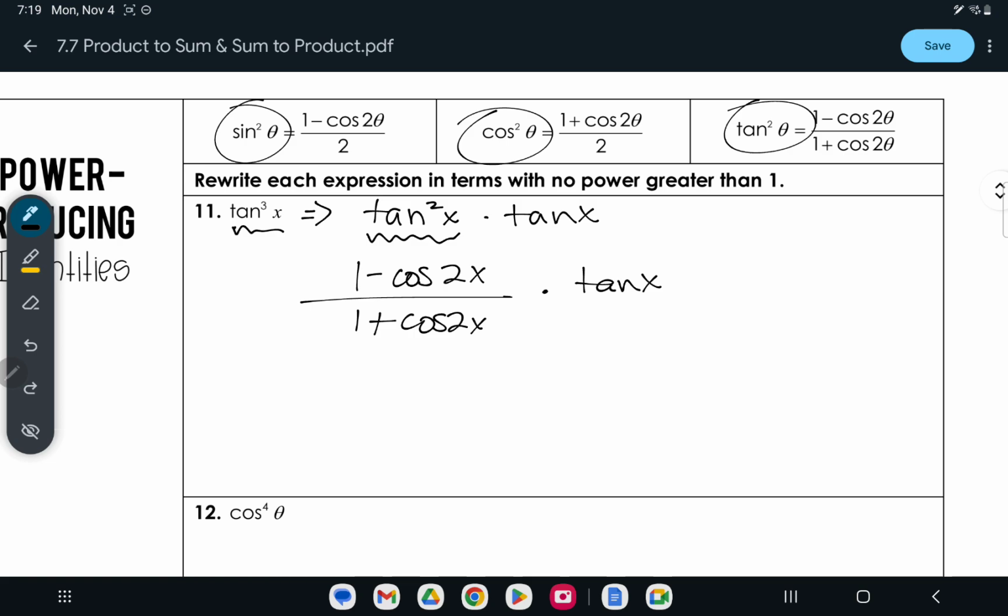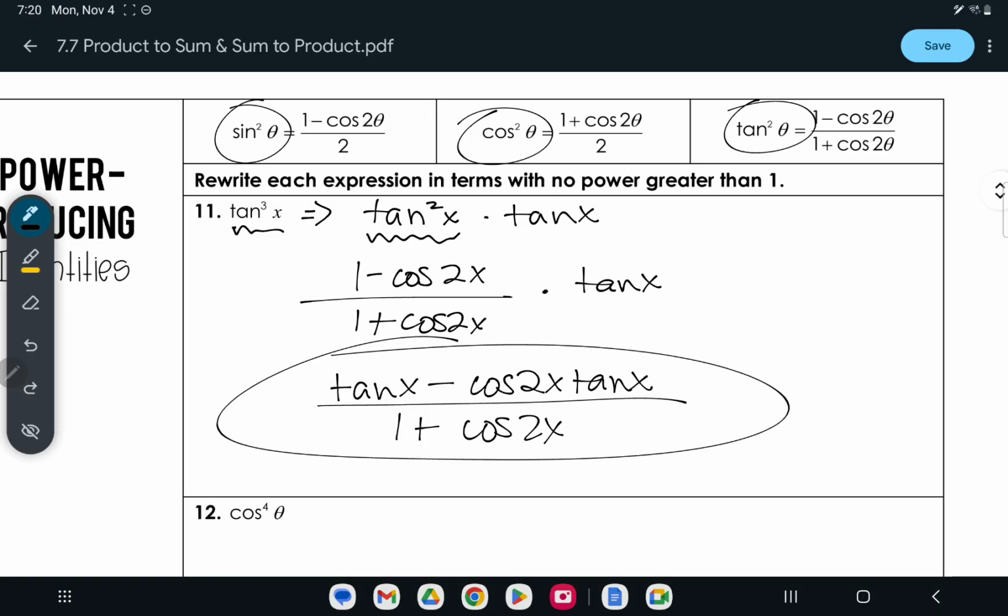And then we can distribute the tangent if we want. Honestly, I feel like that's just as good, but tangent x minus cosine 2x tangent x all over 1 plus cosine 2x. Okay.